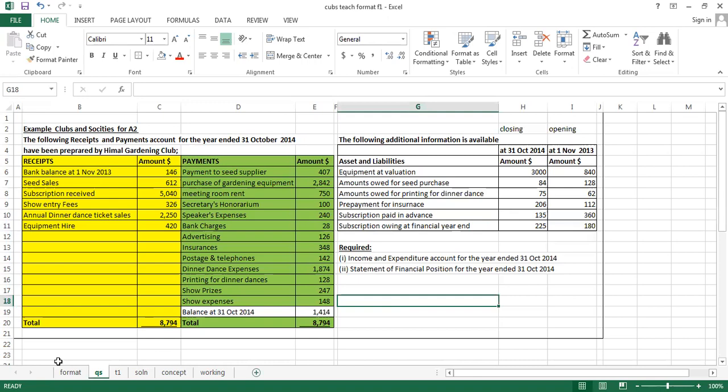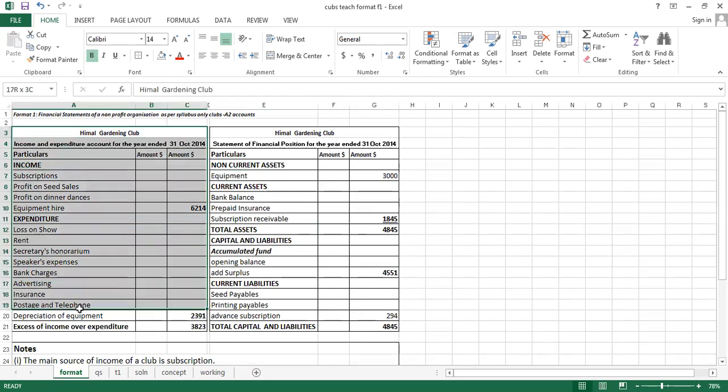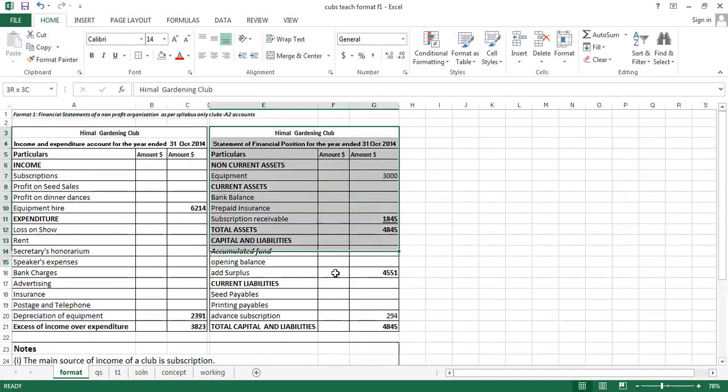Okay, so we're going to start the solution now. I have a ready-made format which you actually have to make on your own in the exam. Right now, just for simplicity, we can just fill up a format to understand how to solve it. So here we have the income statement and the statement of financial position. You are actually supposed to solve the income statement first, but I am going to solve the statement of financial position first because it will finish very quickly, and I'll just show you that it's very simple.